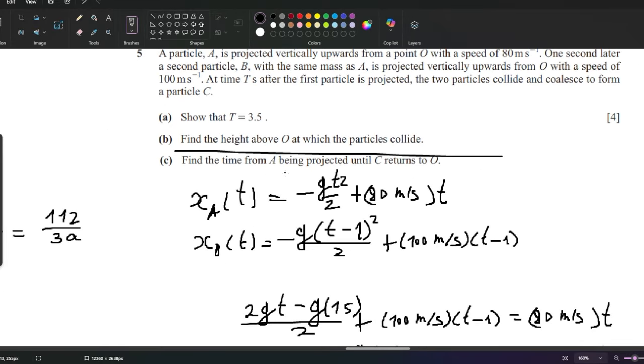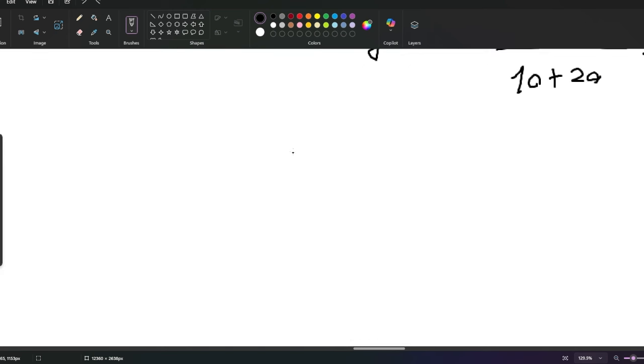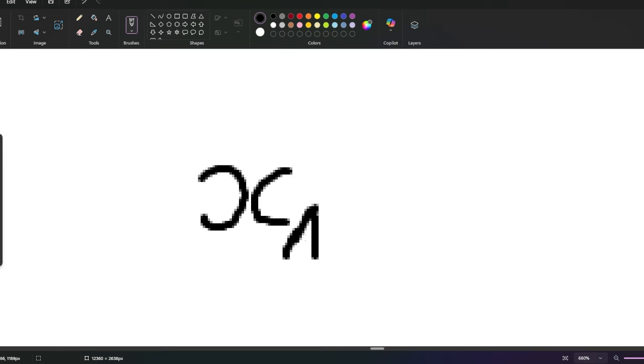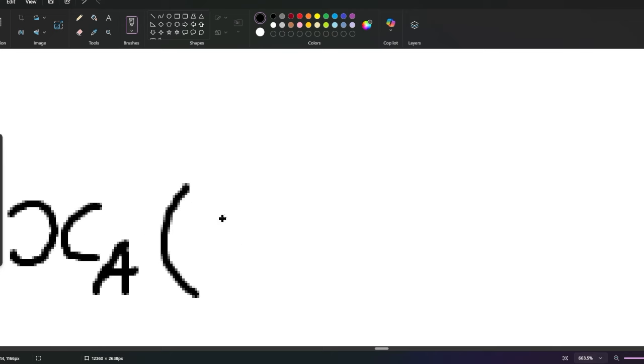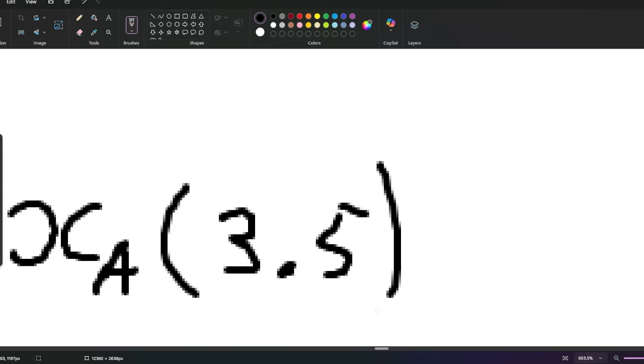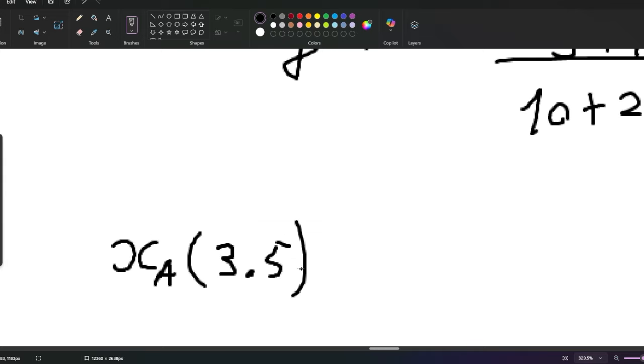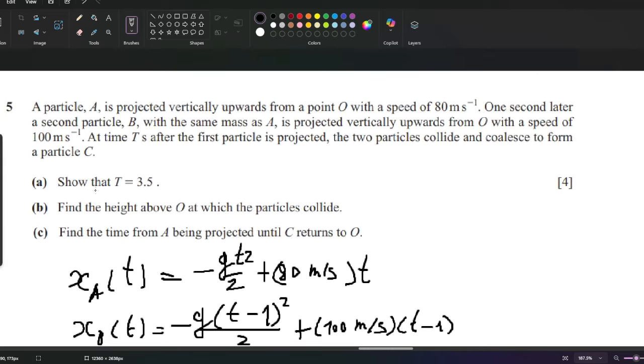Find the height above O at which the particles collide. Well, I can just plug this into this equation, so I won't even bother to do any tricky operations here. Let's just feed it in. Alright, find the time from A being projected until C returns to O. The two particles colliding coalesce to form a particle C.